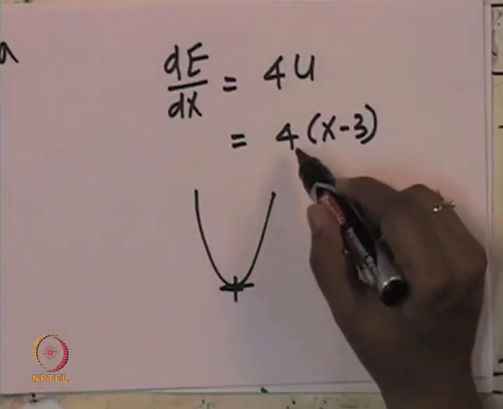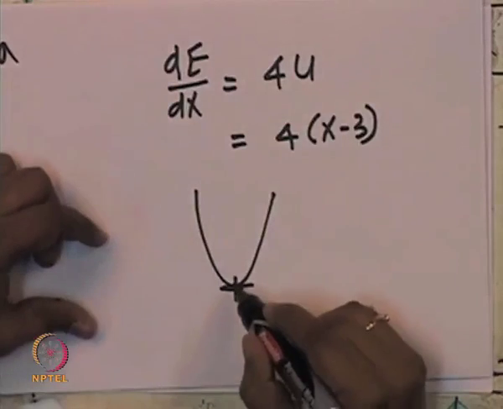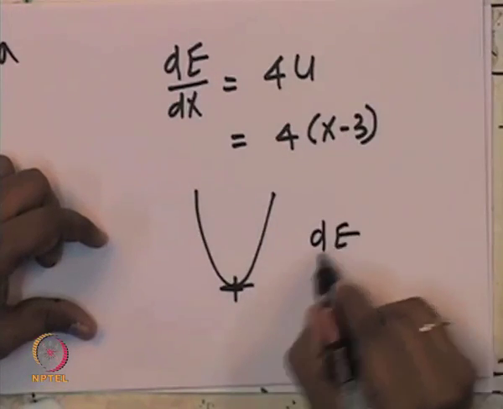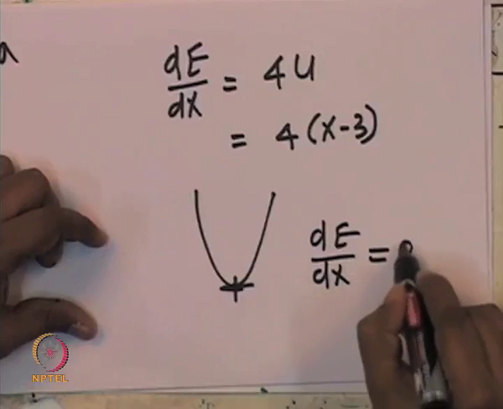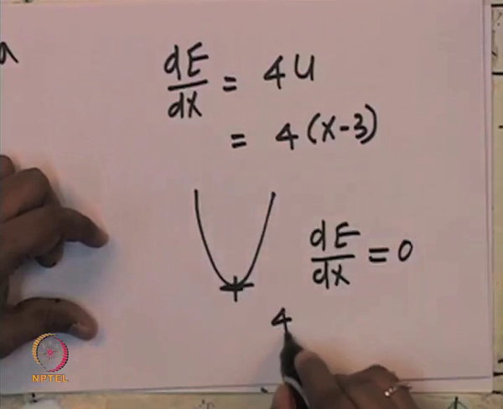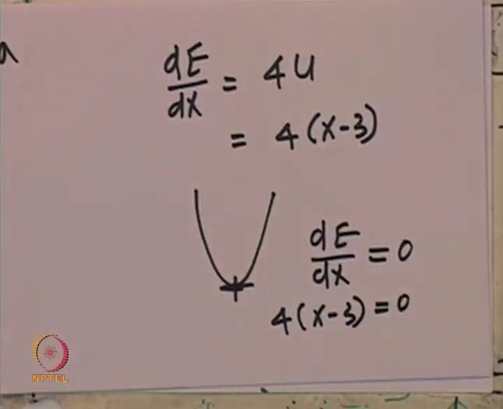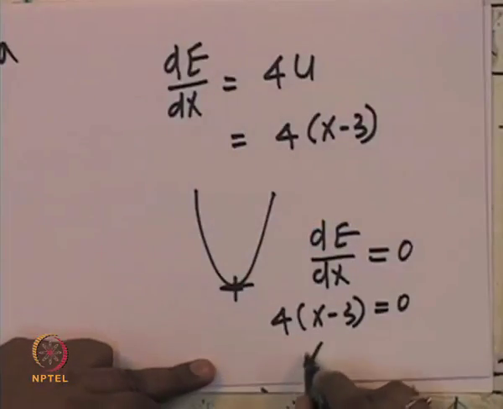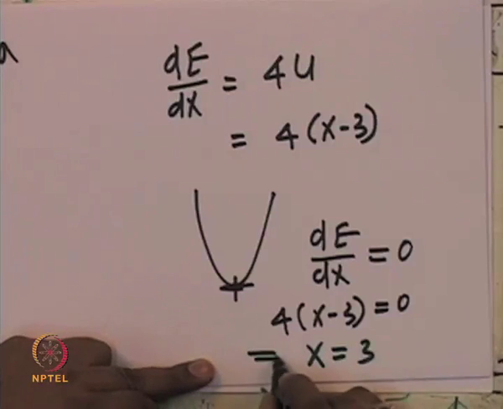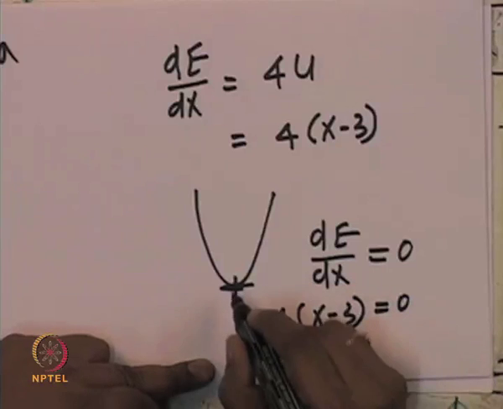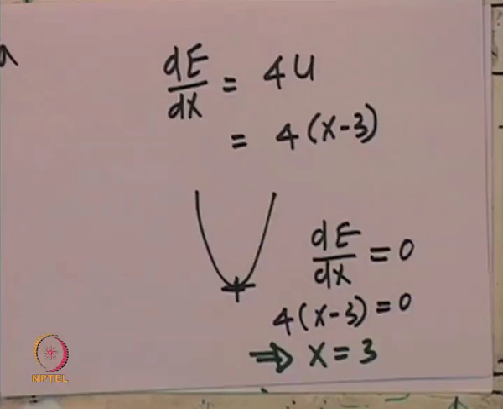So, we equate this derivative equal to 0. At this particular point dE by dx has to be 0. That means 4 into x minus 3 is 0. What does it mean? 4 is not 0, so x minus 3 has to be 0. X minus 3 equal to 0 means x equal to 3. So, the result is that x equal to 3, and this point is nothing but x equal to 3.